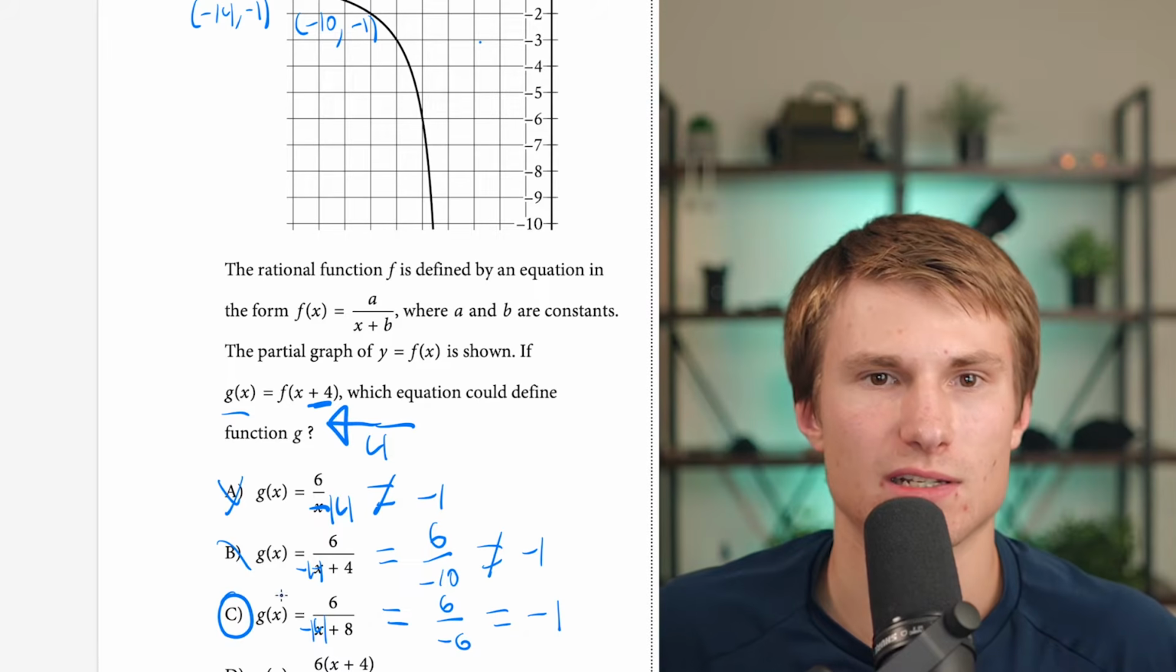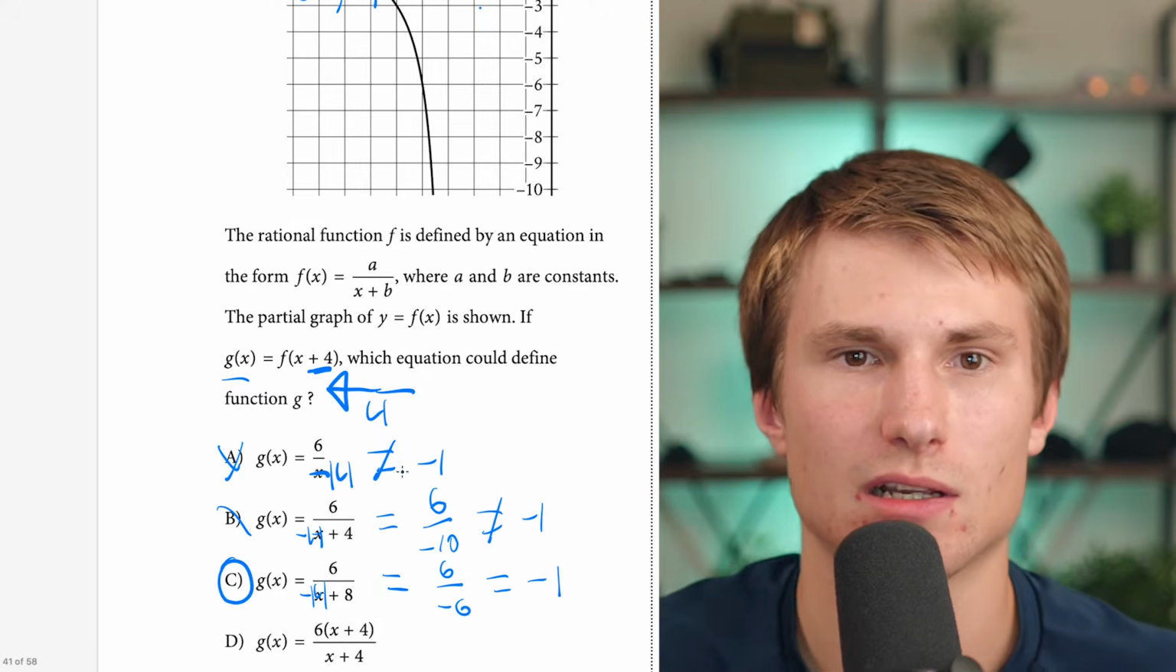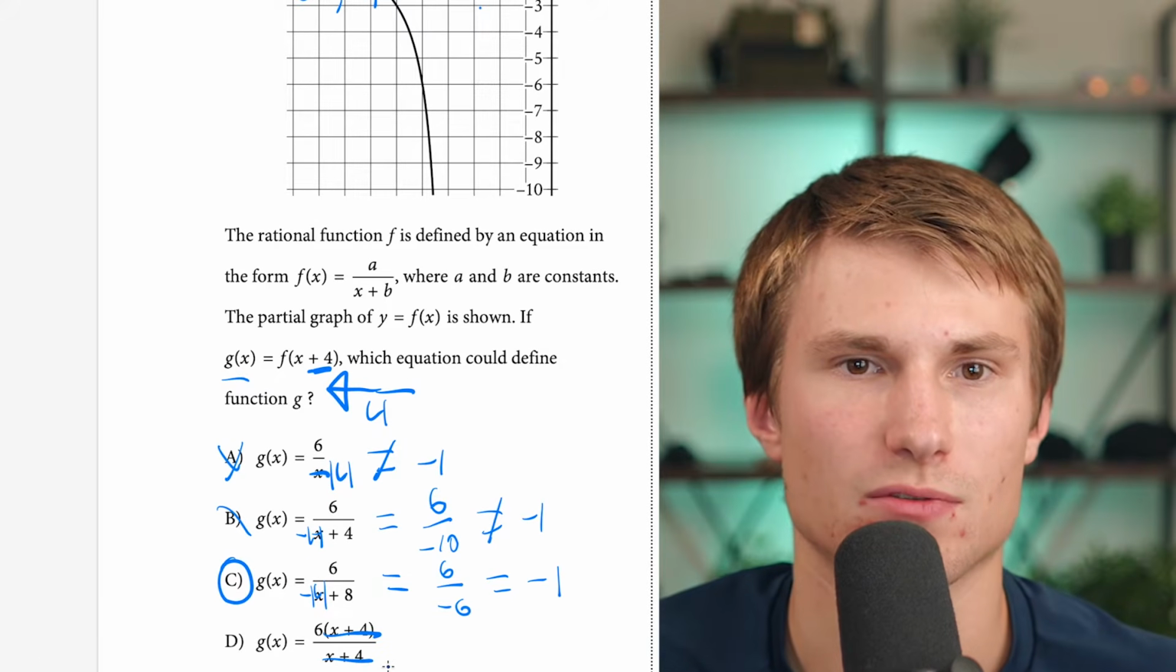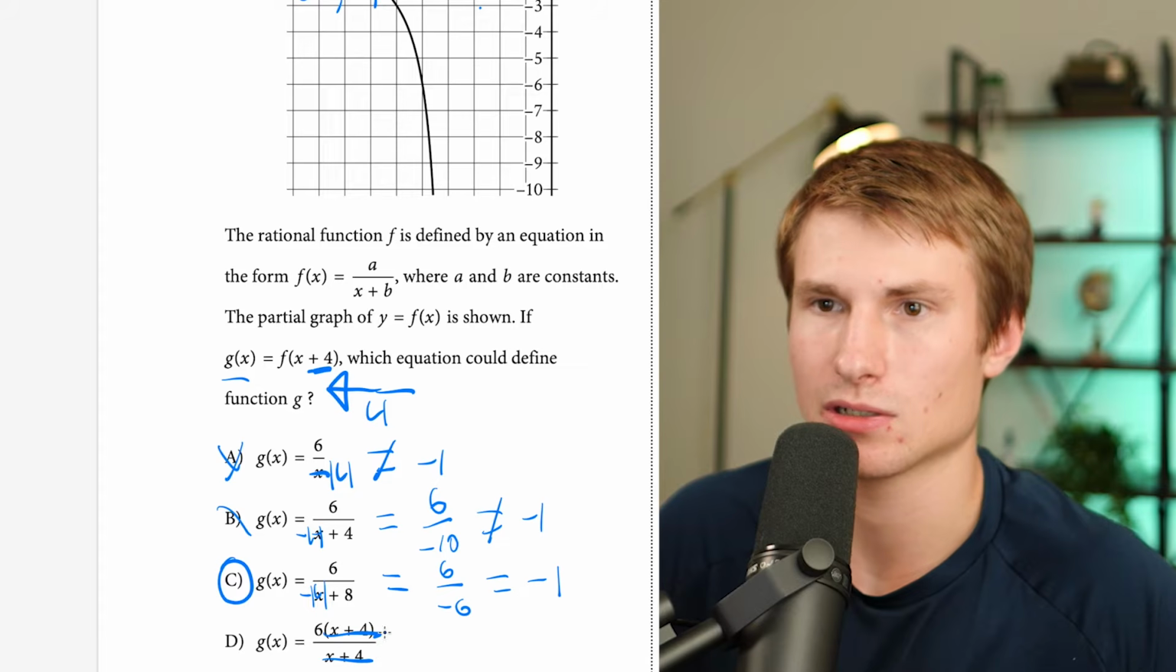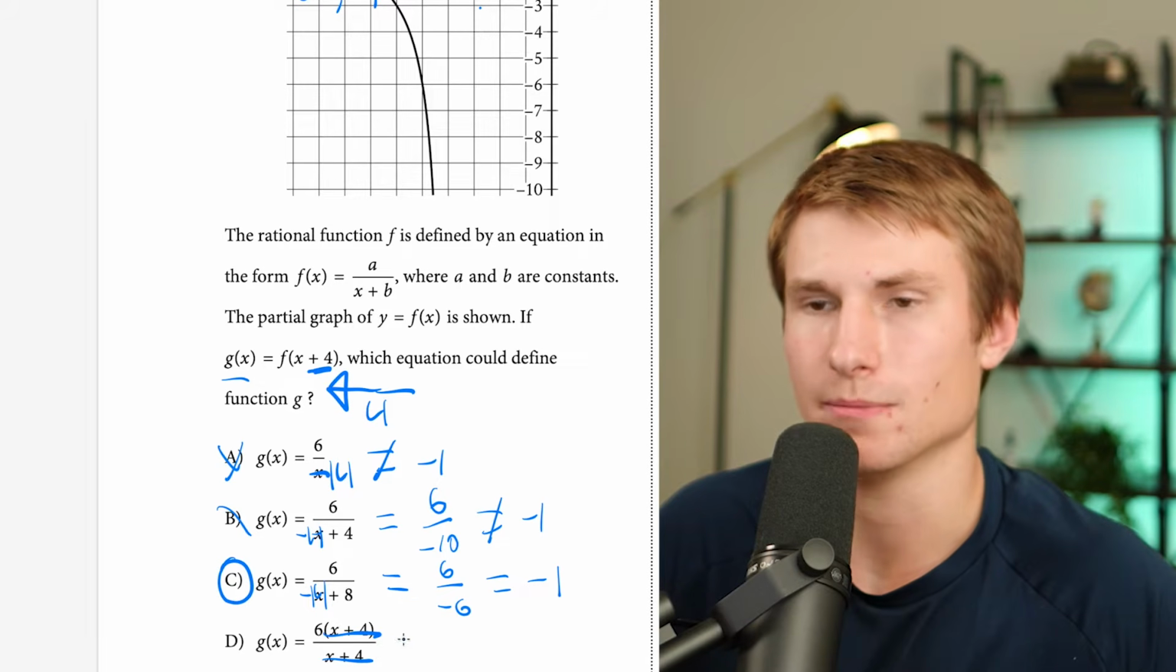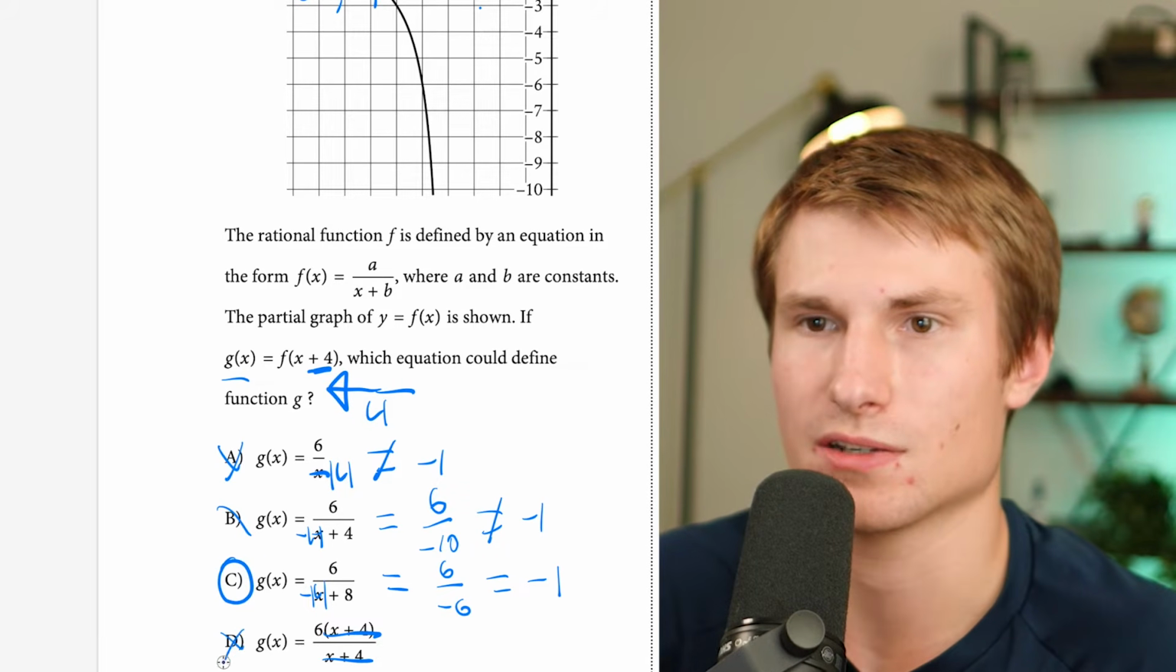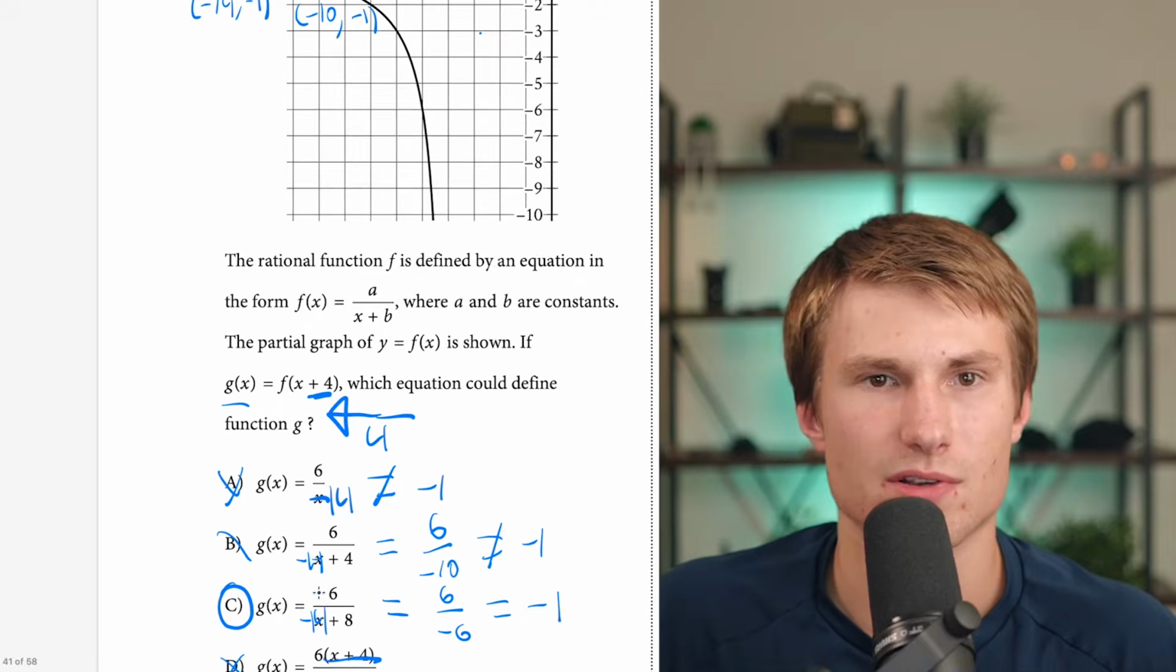And if I go ahead and check on D as well, we've got this x plus 4 and this x plus 4 would end up canceling out. So that would ultimately just be g of x equals 6. That can't be correct either. So our answer there's got to be C.